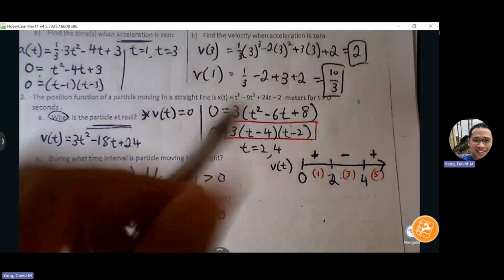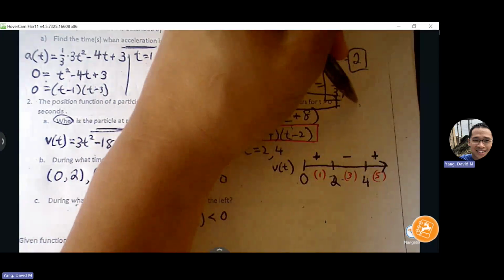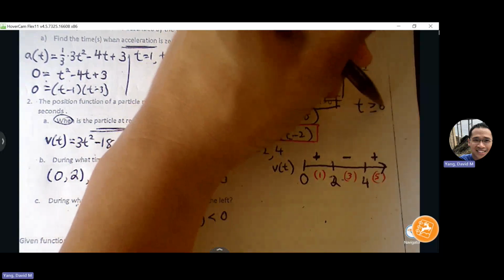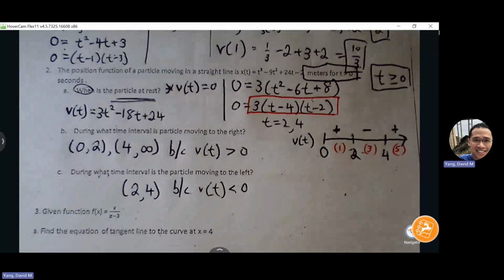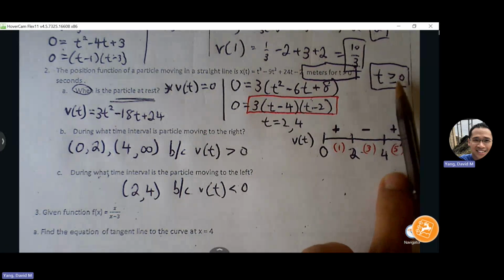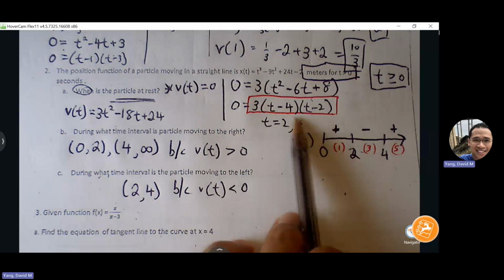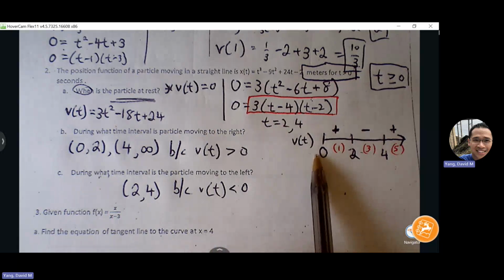Now, what if I made a slight change there? What if I said that my domain is t is greater than or equal to 0? How would that impact? Okay, so we have to test 0 to see what happens, right? So if I plug 0 into velocity, it may not be 0. Well, it's actually definitely not 0 because we know that it's not a stopping point. So this object is already moving by the time the timer starts.